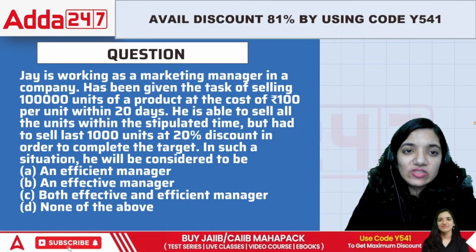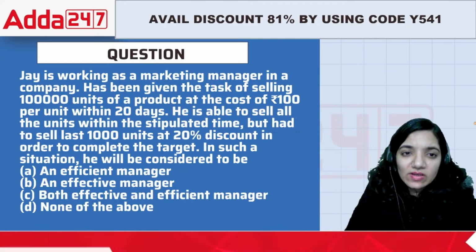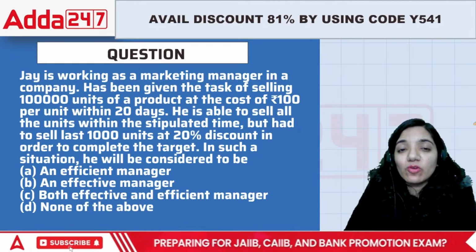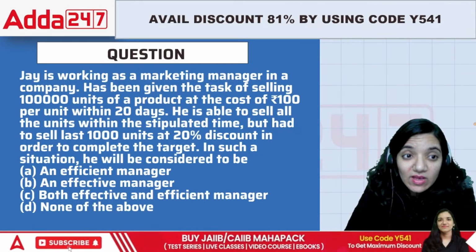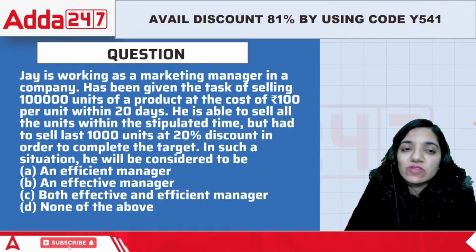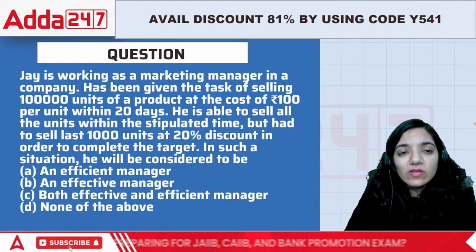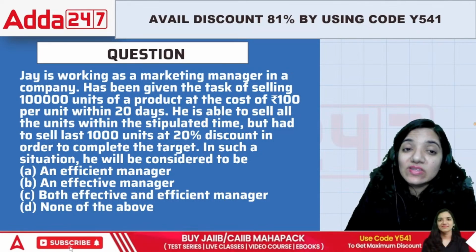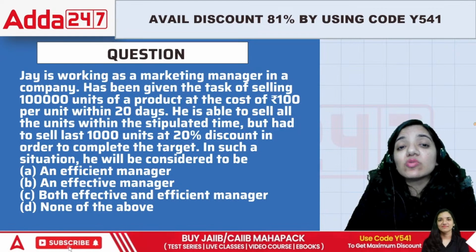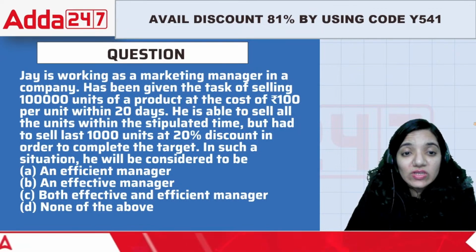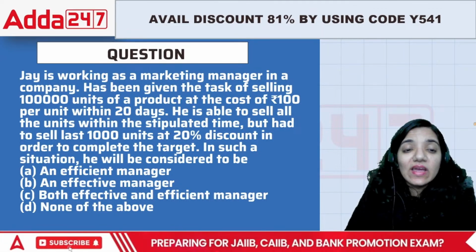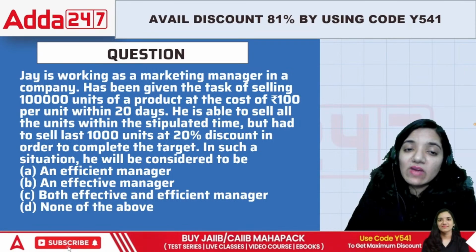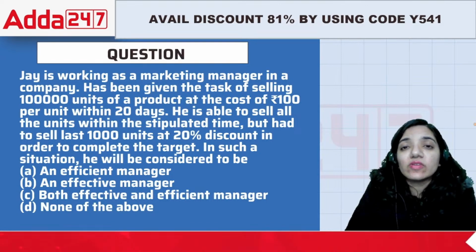It says that Jay is working as a marketing manager in a company. He has been given a task of selling 1 lakh units of a product at the cost of 100 per unit within 20 days. He's able to sell all the units within the stipulated time, but had to sell the last 1,000 units at a 20% discount in order to complete the target. In such a situation, he will be considered an efficient manager, an effective manager, both effective and efficient, or none of the above.